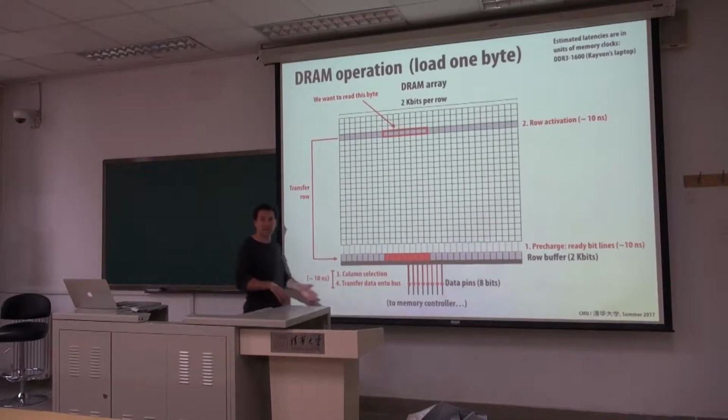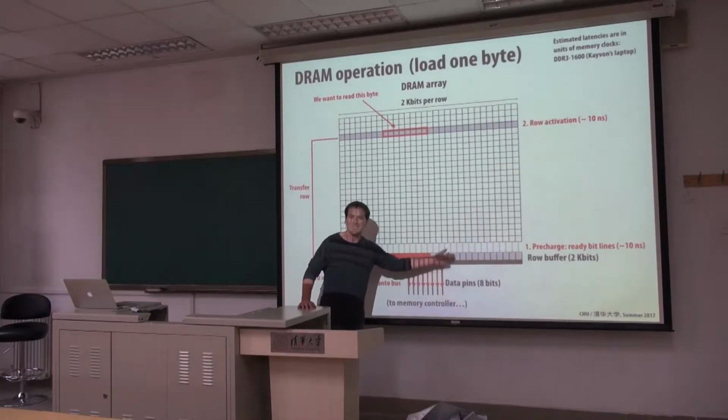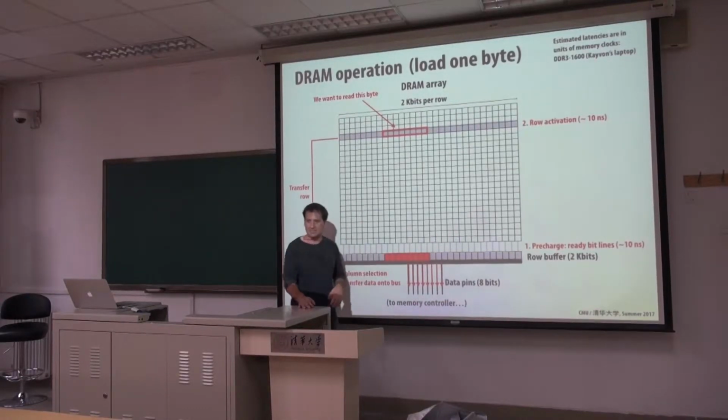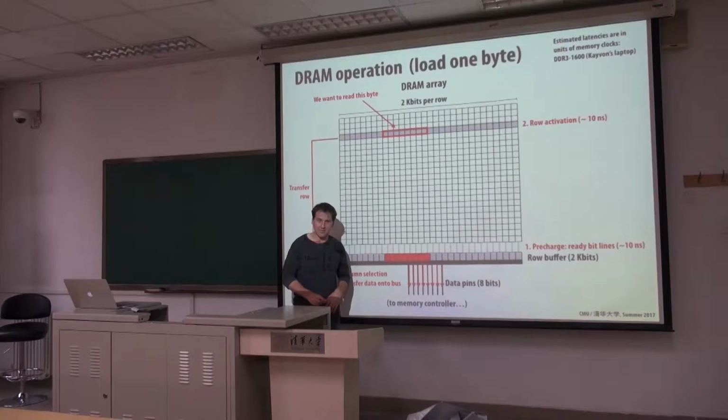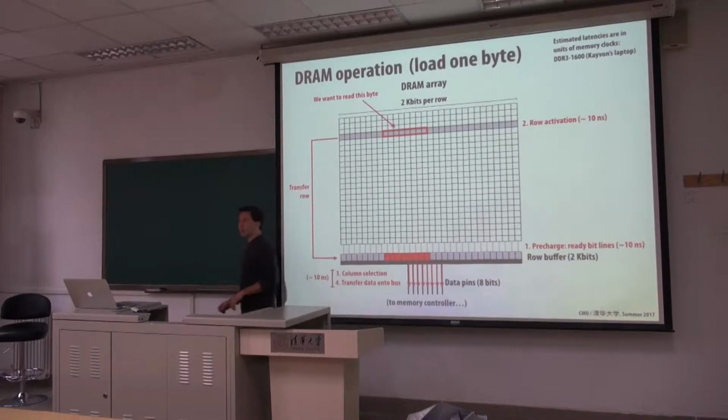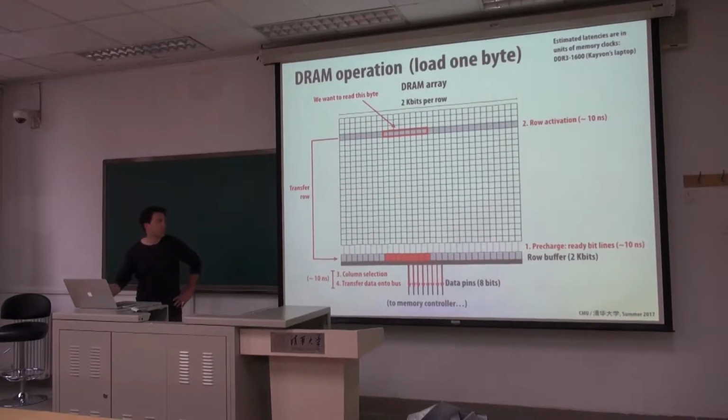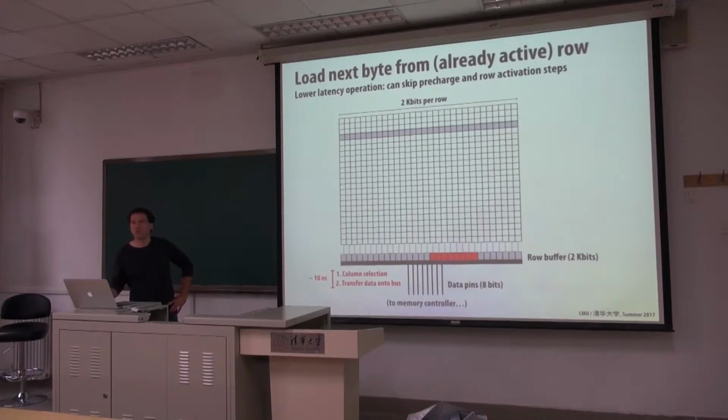Now, if you have spatially contiguous memory accesses, let's say now we want the next byte of data in memory. Well, we don't have to do steps 1 or 2 anymore, because we already have a whole row of data down in the row buffer. So the next byte of data is much quicker. We just move over and read the next byte of data.